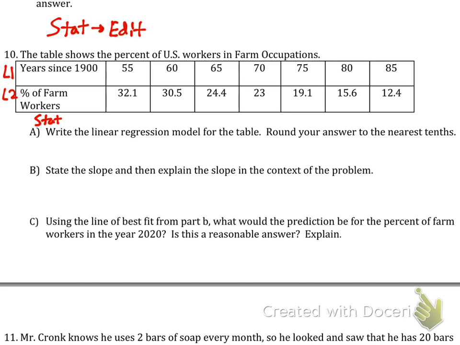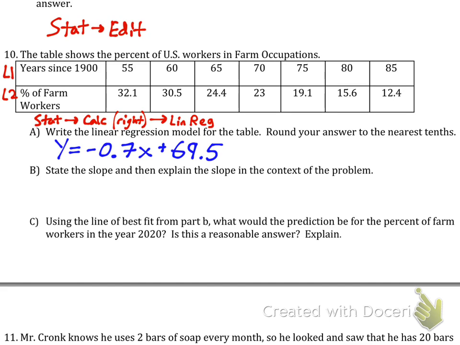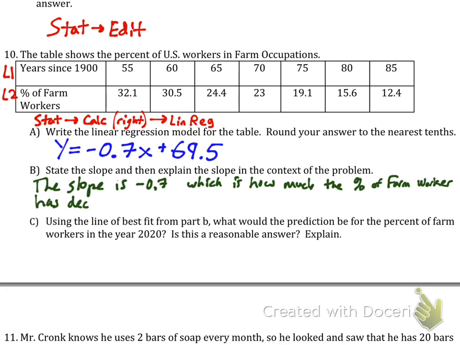And to find the linear regression, in other words, to find the equation for the line of best fit, we're looking for linreg, linear regression. We press Stat, then go right one and go to Calc, and then go down to linreg. I believe it's the 4th option there. Once you type that in, you should get this equation. Notice it said round your answer to the nearest tenth. That means negative 0.7, even though that cuts off a lot of the numbers. The slope is negative 0.7, and that's how much the percent of farm workers has decreased each year.